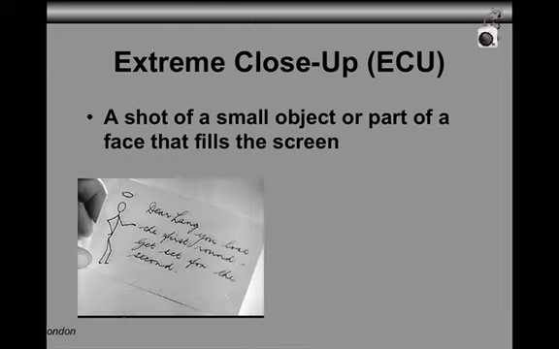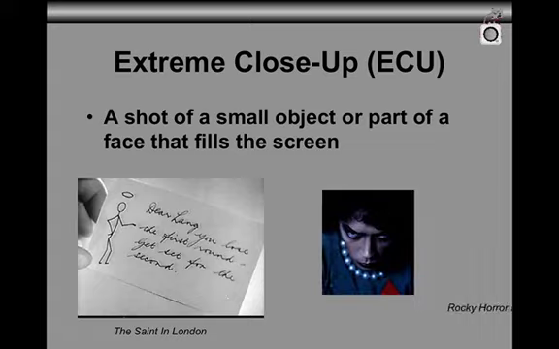Next we have the extreme close-up, or ECU, and this can be a shot of a small object or part of a face that fills the entire screen. As we can see in these two examples, the one on the left shows a very small note blown up to fill up the entire frame, and the one on the right shows an extreme close-up of a face, and we can just see the features of the face and the expression. Our attention is drawn to those.